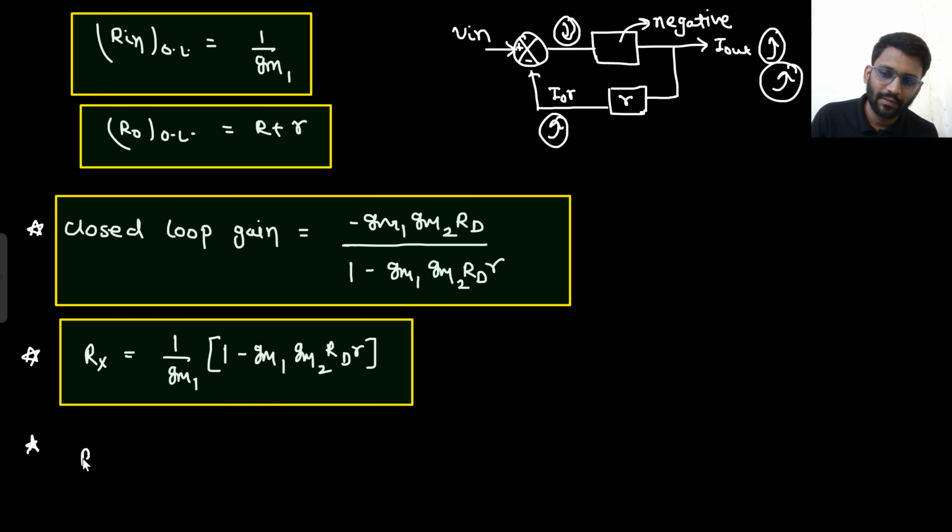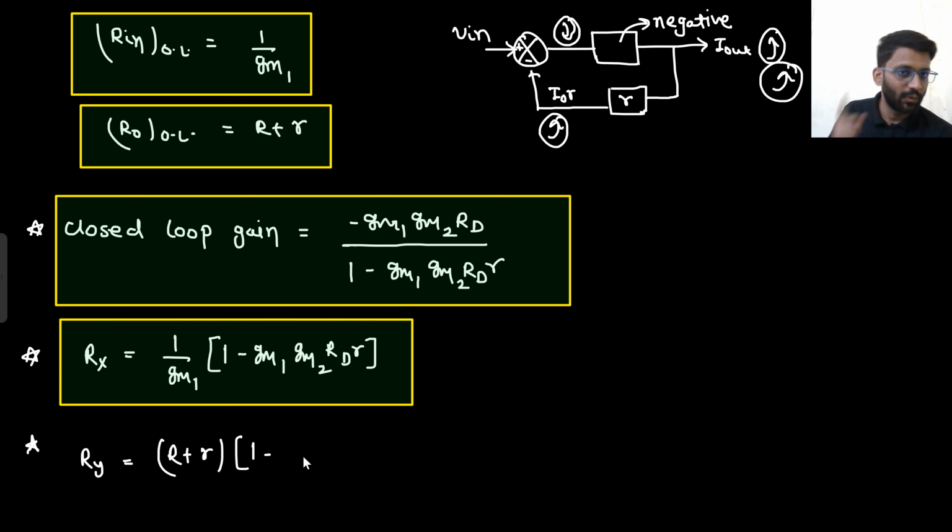What about Ry? Ry would be r plus r into this factor. Because why so? Because my output is current and input is voltage. That means it is a transconductance amplifier. For the transconductance amplifier, input is voltage, so I need higher input resistance, so that more and more voltage comes across Rin. And for output, I need higher output resistance only. Why so? Because output is current. So I would want less current to go in the output resistance, but more current to go in the load. So I want R0 to be as high as possible.